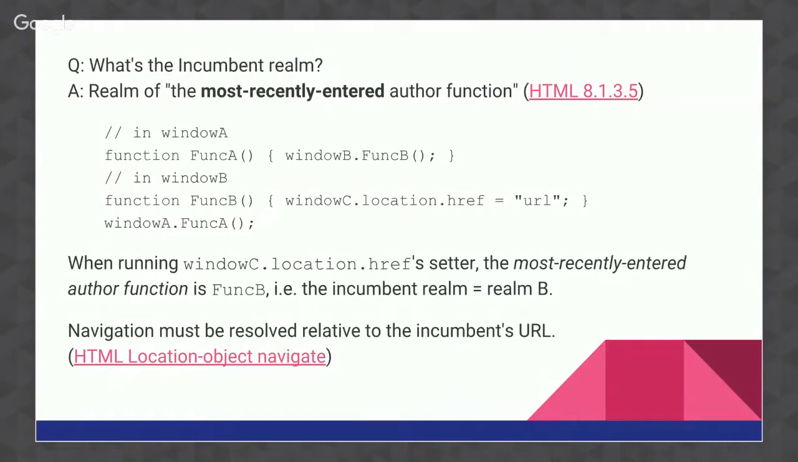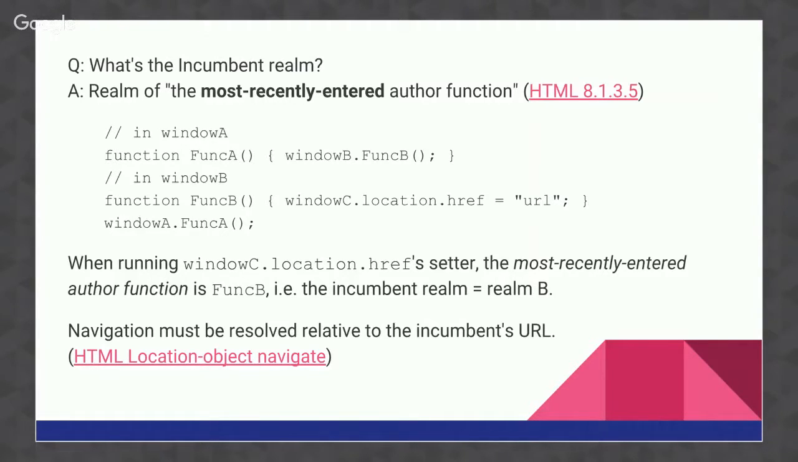The incumbent realm is the realm of the most recently entered author function. Let's look at this example. Suppose we have window A and function A, and it calls window B's function B. And function B is like this. Inside it, we are trying to navigate window C to another URL.